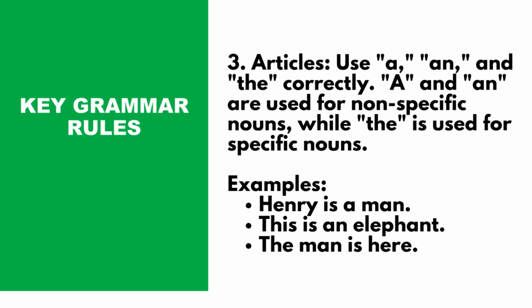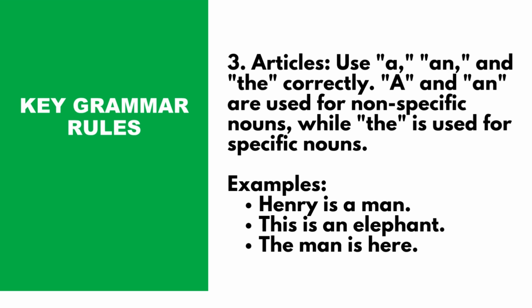For example, if you say Henry is a man, this is an elephant. When you are looking at non-specific nouns, something that the person you are talking to didn't have prior knowledge of, you can say, I saw a boy.